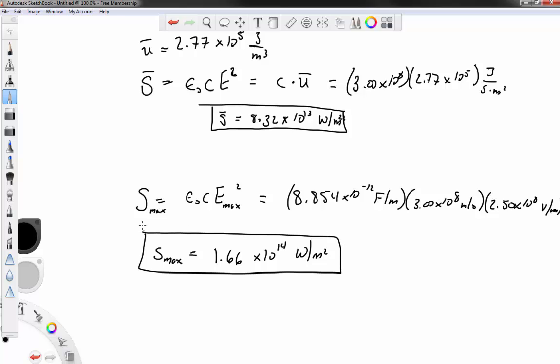Now, there's also a simpler way of doing it than going through this whole calculation, because remember that the root mean squared electric field is 1 over square root 2 times the maximum electric field. So this maximum Poynting vector should be twice the average Poynting vector. And in fact, you see that if you double this, you get roughly this, once you account for some round-off error.